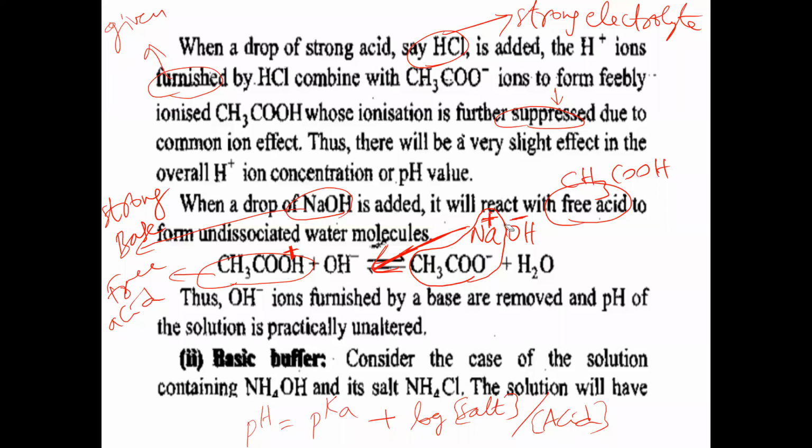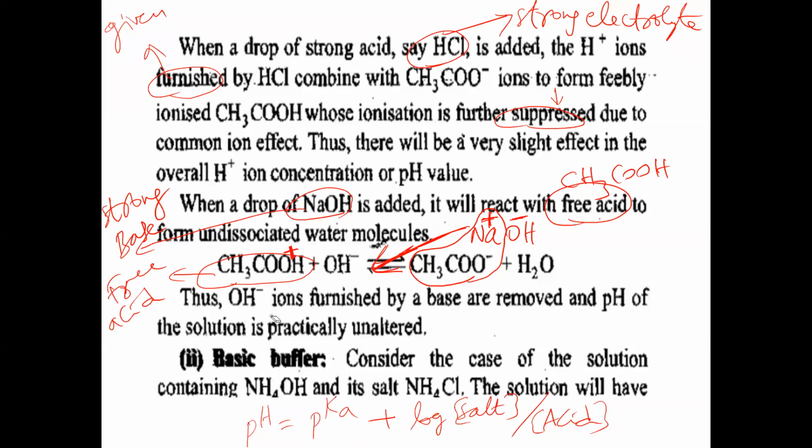Then next one, when base NaOH is added to acidic buffer, what is happening? Salt concentration is increasing and acid concentration is decreasing, because acid is consumed, so acid concentration is decreasing. Salt concentration is increasing because salt is forming. Is the concept clear to all?